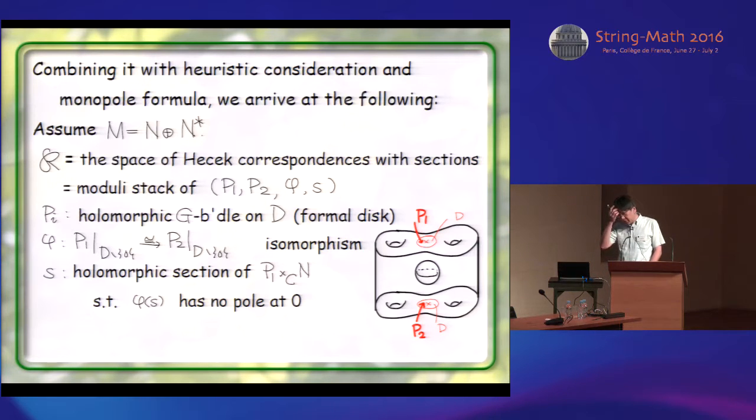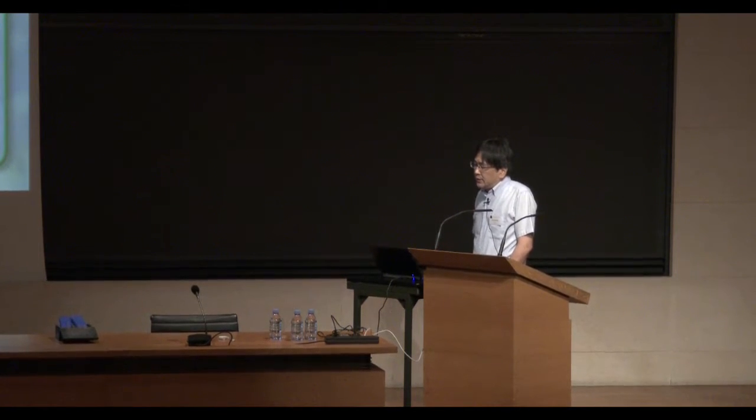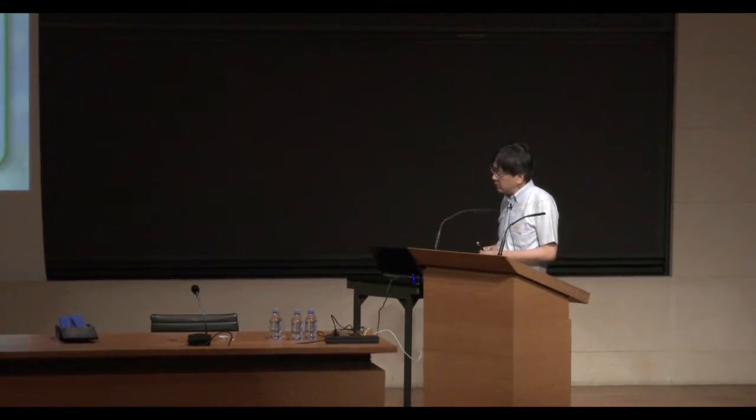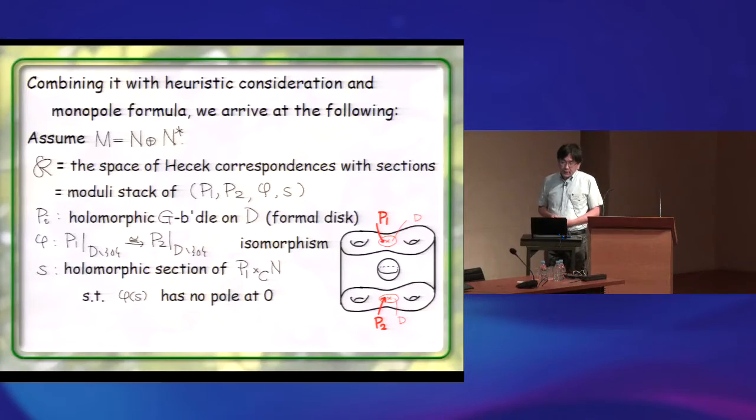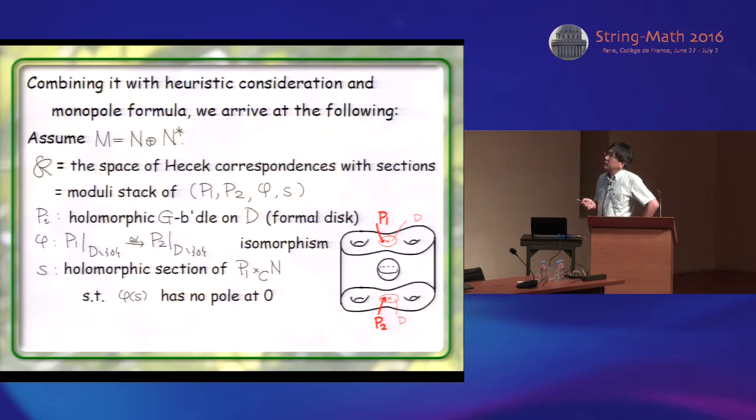But so far, I cannot really explain in full detail of this step. But anyway, to get the correct answer, the monopole formula, as I said, is mathematically rigorous. So I try to reproduce the monopole formula. The monopole formula helps me to consider this answer. So far this answer makes sense only when M is of this form.